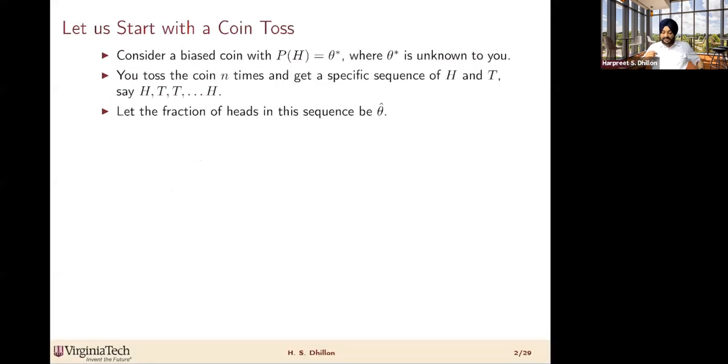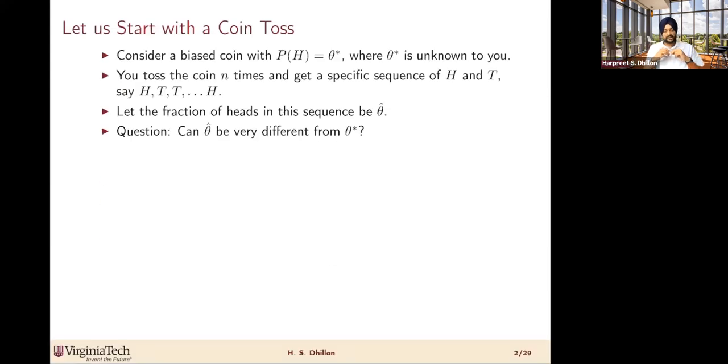So let's start with a simple coin toss example, which will remain with us. I'll introduce the basic ideas using this example. Let's consider a biased coin, which has a probability of heads equal to theta star. Theta star is unknown to you. Let's say you toss this coin n times and get a specific sequence of heads and tails. So let's say you get heads, tails, tails, followed by heads, and so on. Let the fraction of heads in this sequence be theta hat.